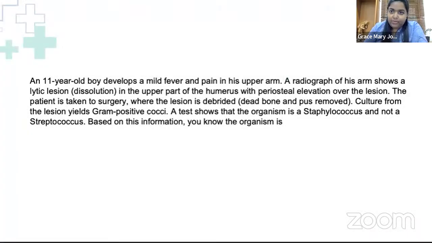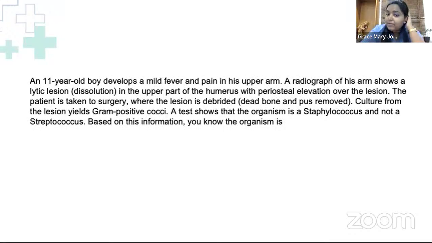Now, coming to a second case, you have an 11-year-old boy who develops a mild fever and pain in his upper arm. A radiograph of his arm shows a lytic lesion of the upper part of the humerus with periosteal elevation over the lesion. That means there is some breakdown in the humerus bone, and there is a mild elevation, which probably could be an abscess or a collection. The patient is taken to surgery where the lesion is debrided, that is the dead bone, and the pus was removed. Culture from the lesion yields gram-positive cocci.